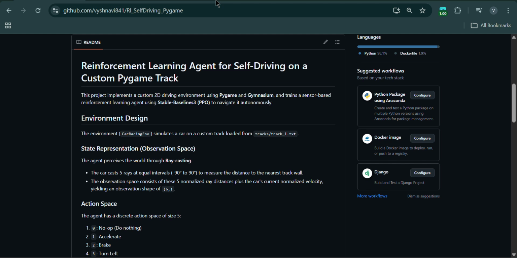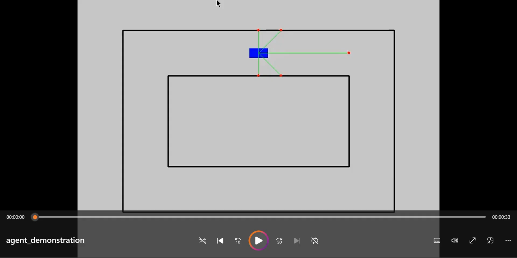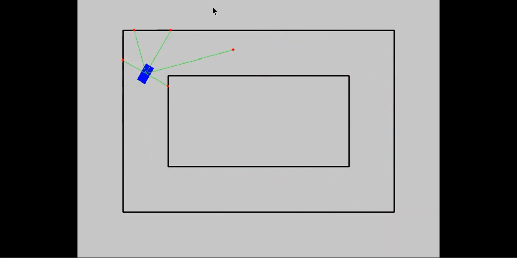Vaishnavi, and today I'm excited to walk you through my reinforcement learning project. What you are seeing on the screen right now is an autonomous AI agent navigating a track completely on its own. The car isn't following a hard-coded path, and there are no if-else rules telling it how to drive. Instead, it learned how to steer, accelerate, and brake through trial and error using a reinforcement learning algorithm called Proximal Policy Optimization, or PPO.